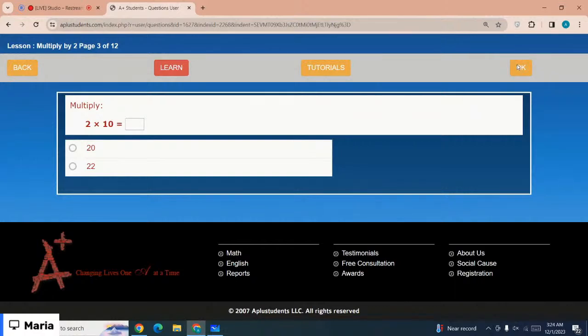2 times 10 equal, yes, the correct option is 20.